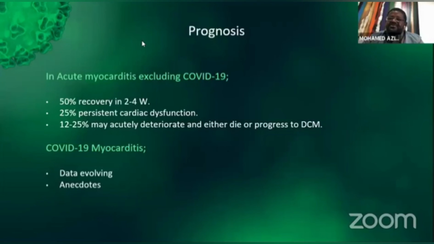But they pass through very critical illness, and some of these patients got mechanical support devices, and alhamdulillah, they recovered. So in general, in myocarditis, 50% of patients can recover in 2 to 4 weeks, while a quarter of patients can get permanent cardiac dysfunction, so dilated cardiomyopathy. And in 12 to 25% of cases, we can get acute deterioration leading to severe cardiogenic shock and dilated cardiomyopathy.